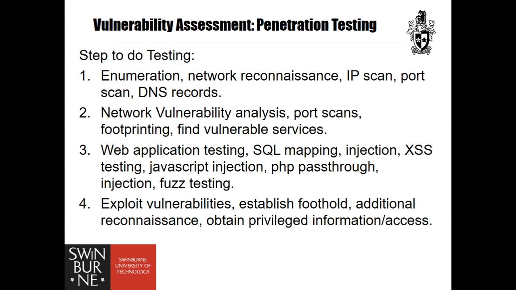Second, network vulnerability analysis. In the second step, activities such as port scan, fingerprinting, and vulnerability scan can be used. The third step is web application testing. In this step, the tester can do SQL injection, XSS testing, JavaScript injection, PHP pass-through injection, and fuzz testing. And finally, the tester can exploit vulnerabilities, establish a foothold, do additional reconnaissance, and obtain privileged information or access.